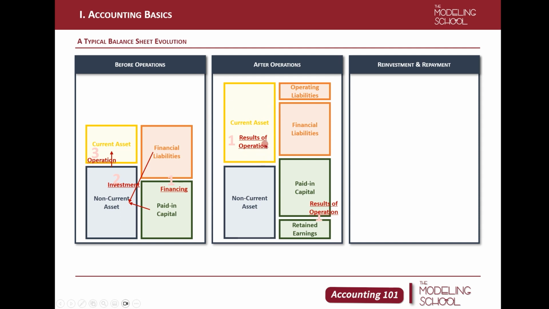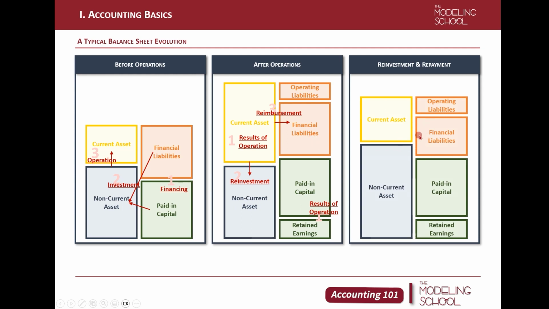And as the result of your operations, you can choose to either reinvest in your non-current assets portion. So you can reinvest, you can make more factories for further expansion. You can use it to expand channels. You can use it to do further R&D. You can use it to make mergers or acquisitions and so on. Or you can choose to reimburse your financial lenders. So you have two options with the cash that has been generated.